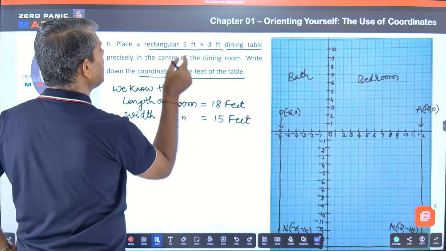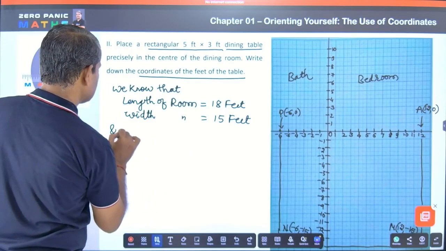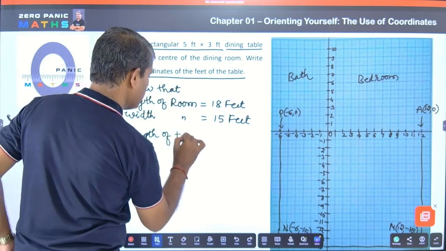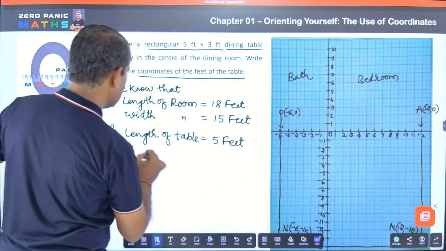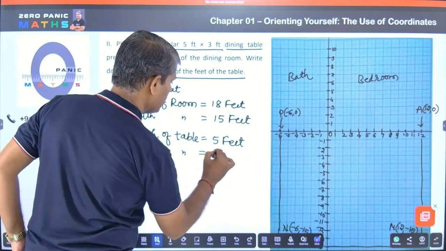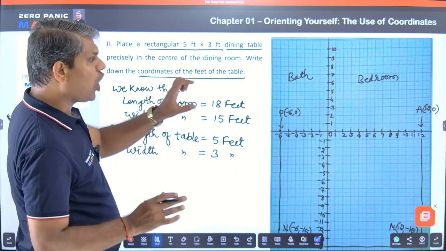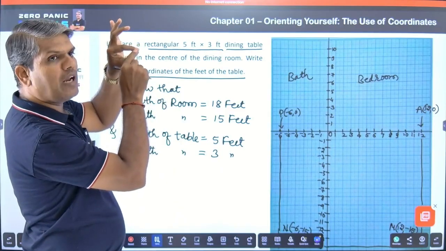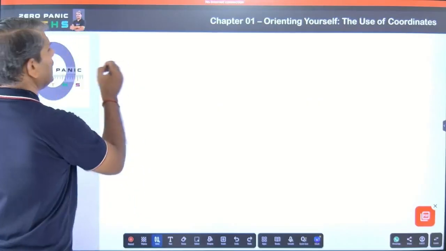So considering 5 feet as the length and 3 feet as the width, the length of the table is equal to 5 feet, and the width of the table is 3 feet. Correct. Now we have to find the top left corner point where we need to place the first top left corner of the table. How do we find that? Let us take that in the next slide.